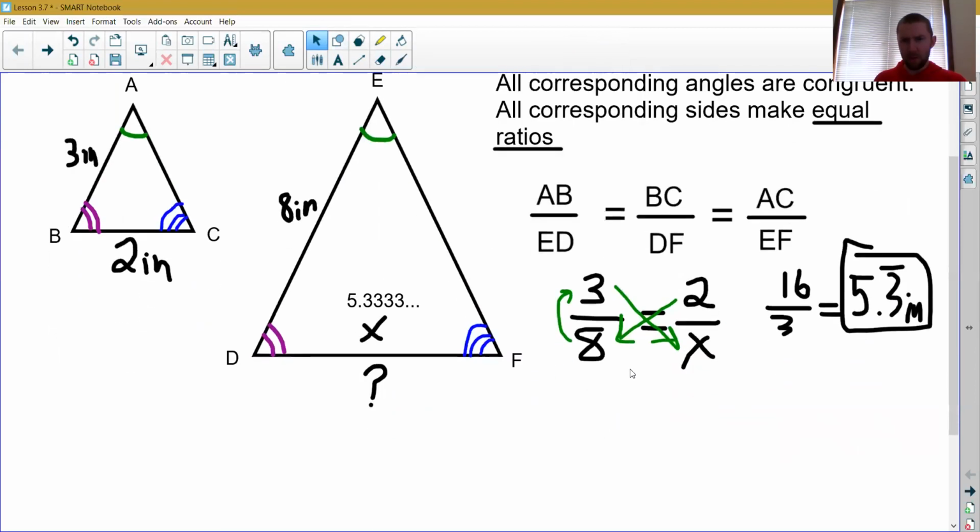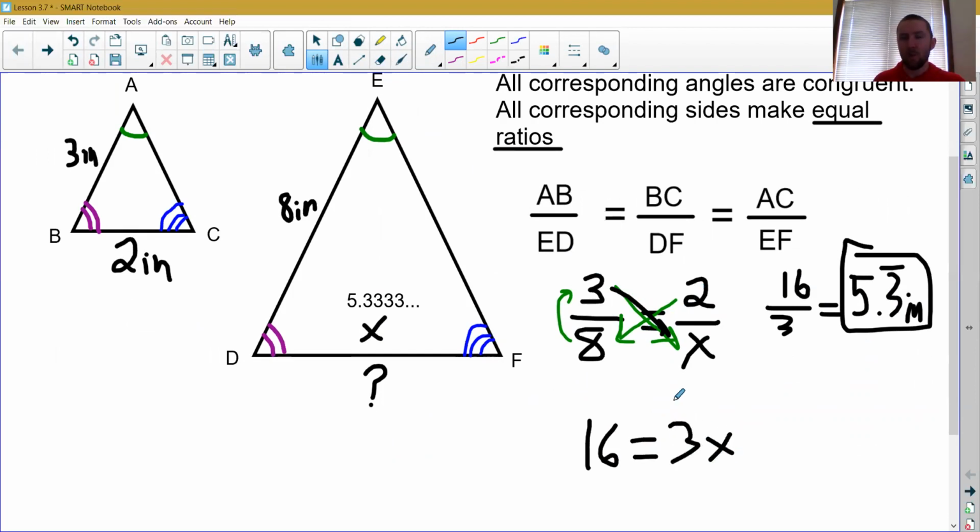If you don't remember the fish method and you're looking for cross multiplication, in this case when we do 2 times 8, we get 16, and then when we do 3 times x, we get 3x. So we set up this new equation where we've cross multiplied this way and cross multiplied this way, and those two answers get set equal to each other. To get x by itself, we just divide away the 3, and we get back to 16 divided by 3, 5.3 repeating.